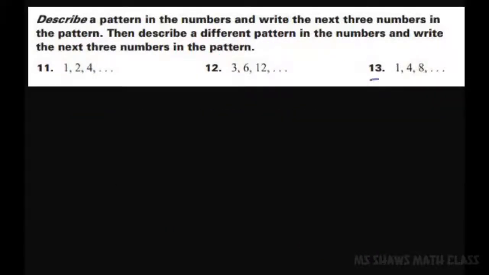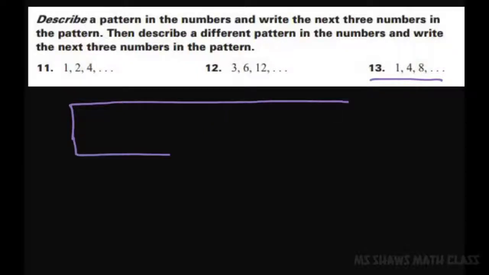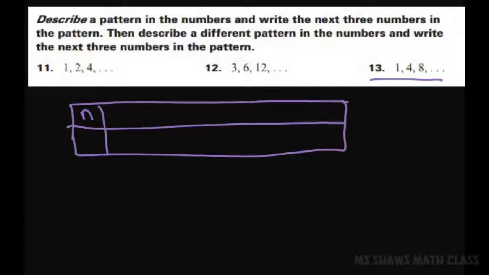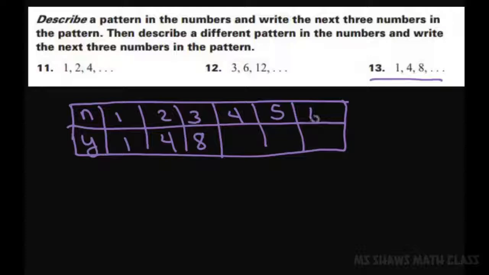All right, the last one is this one, and we have a 1. I'm going to go ahead and draw this table here. Let n be the position of the term. So this is the first term, second term, third term, and y the output. So I have 1, 4, and 8. And you have to think about this. We have to do the 4th, 5th, and 6th terms.